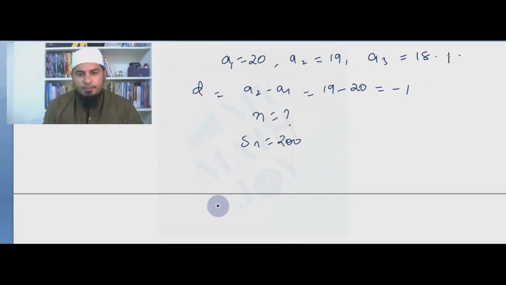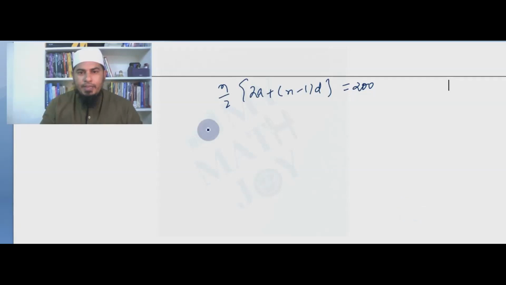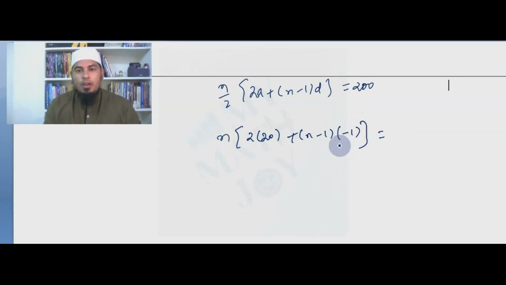Let's proceed to get n over 2 into 2a plus n minus 1 into d is equal to 200. I don't want this 2 to be here, I want to transpose this. So n times 2 into 20, because a is 20, plus n minus 1 into d, d is minus 1, equals 200. This 2 went to the right side and became 400. Let us expand the bracket also. Minus 1 times n is minus n, minus times minus is plus 1, equal to 400.